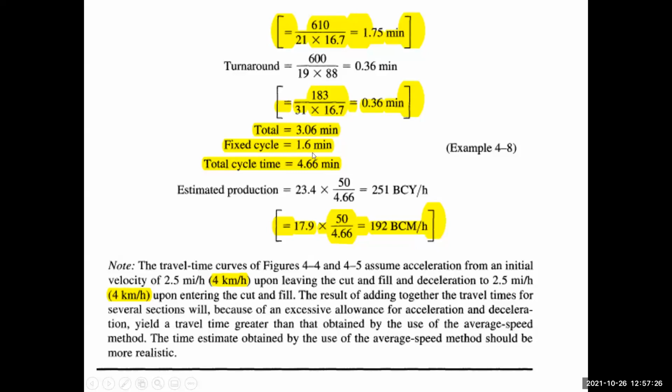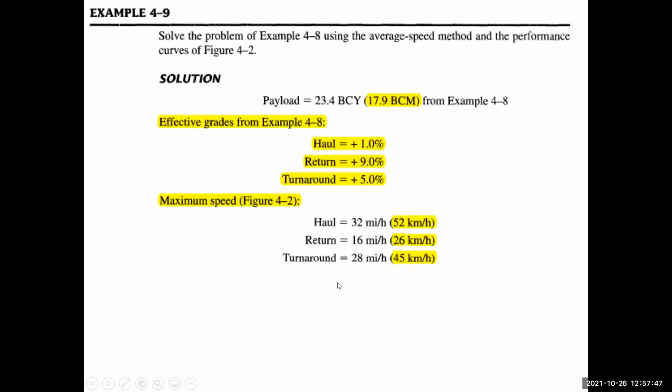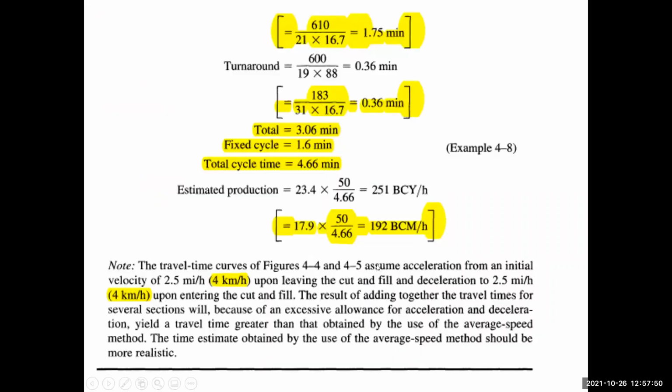We add the fixed time, which is given from example 4-8, and in this case the estimated production will be the same. Whether you choose the cycle timing approach or the average speed approach, the answer is almost the same in both cases. There may be some differences, maybe plus or minus 10%, because we are reading values from the chart slightly differently, but more or less the answer will be the same.